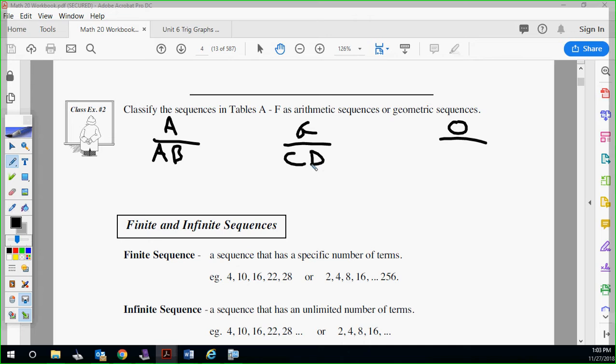Okay, good. Gavin, how about E? Arithmetic. And F, Riley. Also arithmetic. Okay, good. Okay, so that was your patterns. We had 4 of the arithmetic and 2 were geometric. Okay, good. Now, finite versus infinite.